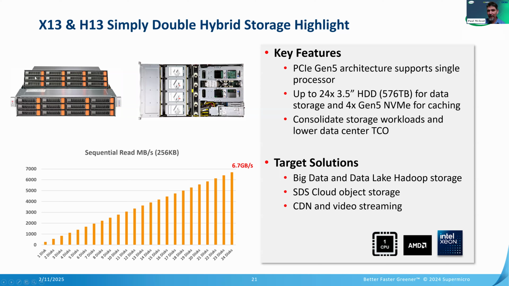2U24, we call it simply double. So we've simply doubled the capacity. And because the processors have grown their capabilities, this went from a dual processor system, so you'd have 12 drives for each processor, to now the processors have enough cores that you can have 24 drives on a single processor and able to deploy on a very cost-effective processor that can meet that requirement.